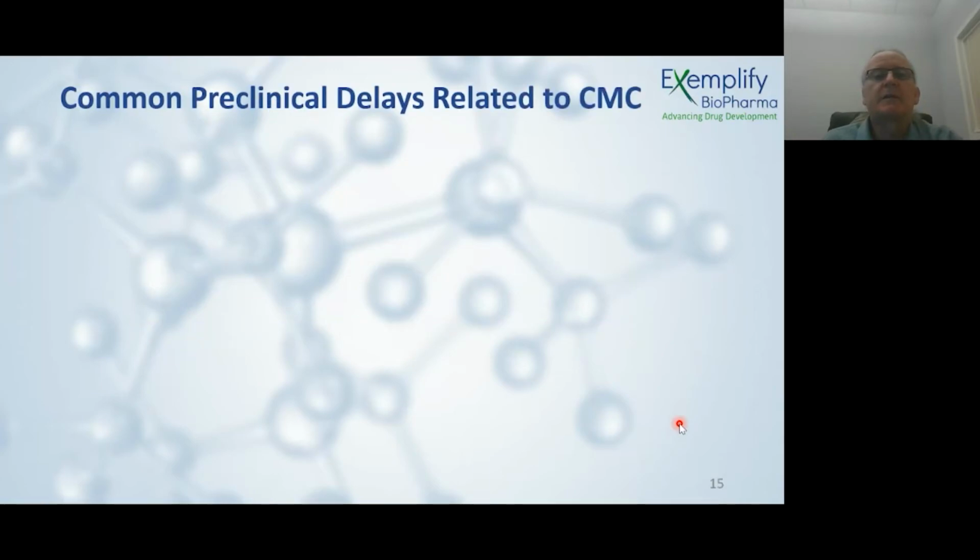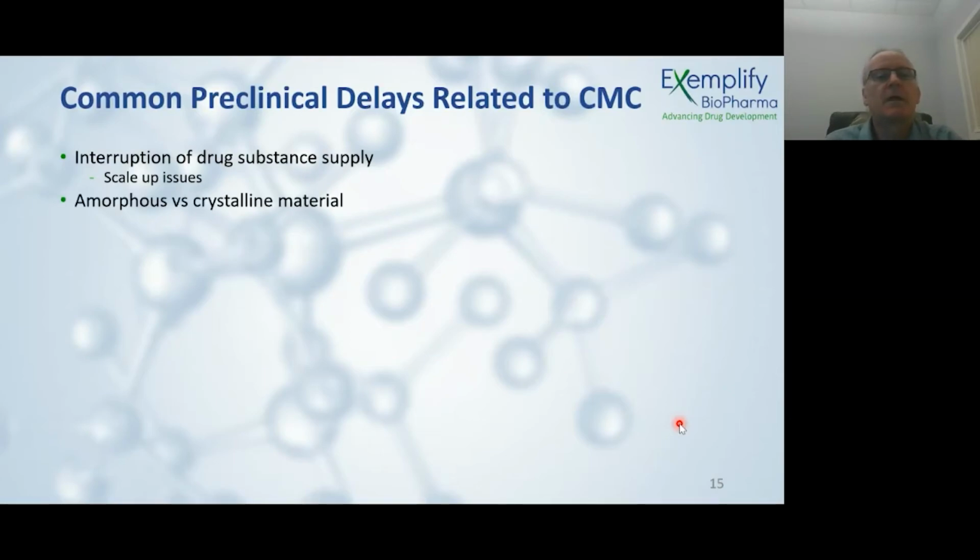So what kind of things delay the preclinical work that are related to CMC? The obvious one is an interruption of the drug supply. So maybe you can make 10 grams, but now you can't scale up to make the kilo you need, let's say for your toxicology study, for example.